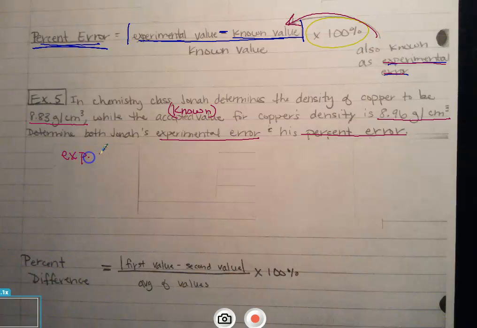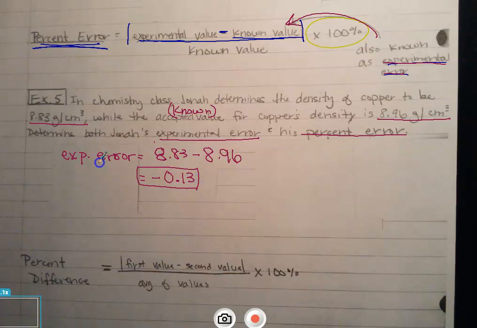So his experimental error equals, we're going to subtract the known value from the experimental value. His experiment said it was 8.83. Sorry, let me get my absolute value in there. Actually, I don't need that for experimental error; I need that for the percent error. So 8.83 minus 8.96. His experimental error is negative 0.13.